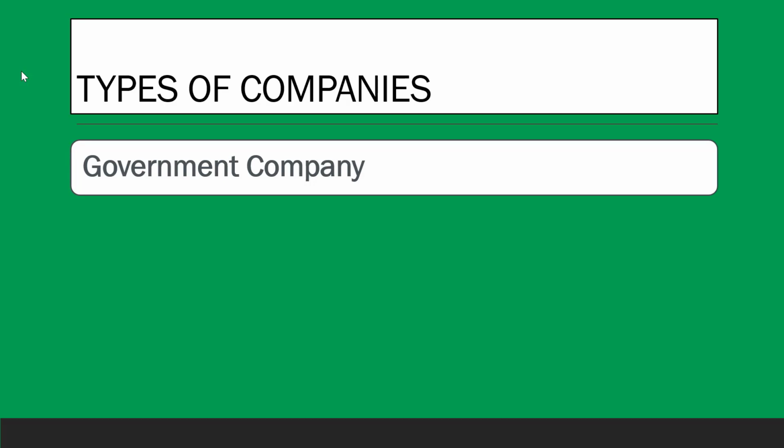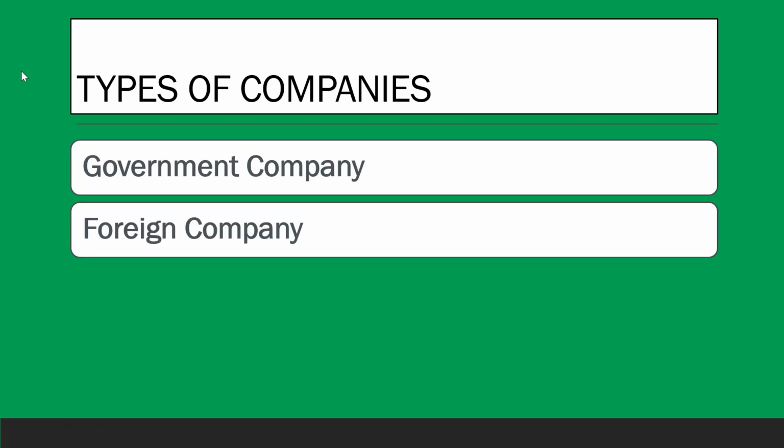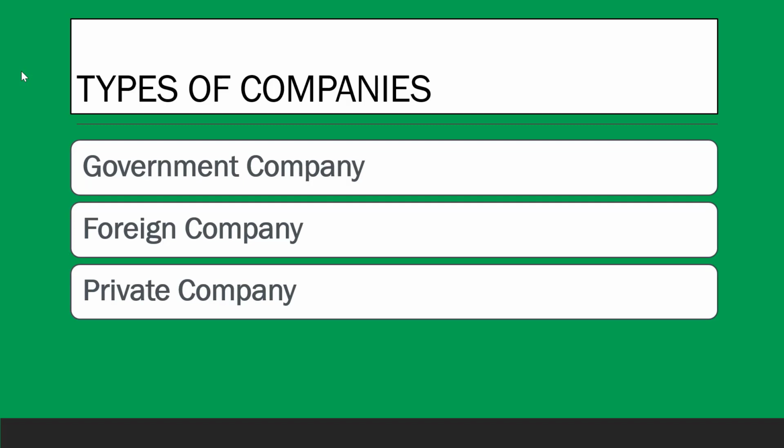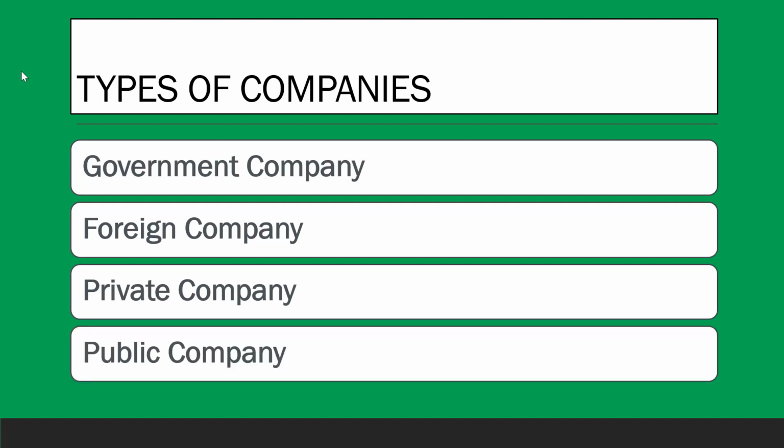Then types of companies. We must understand various types of companies. First is the government company, the company which is run by the government. Then a foreign company, a company which is incorporated outside India but operating and doing business in India. A private company, a company which is run by a few individuals. And a public company, where the public is more interested, and which most of the time gets listed over time. Now, not all public companies may be listed, but as the company becomes more profitable and needs more money, it can go for listing of the company.